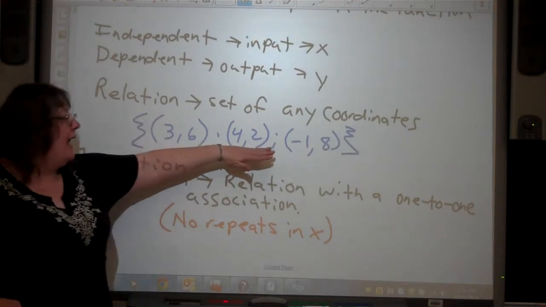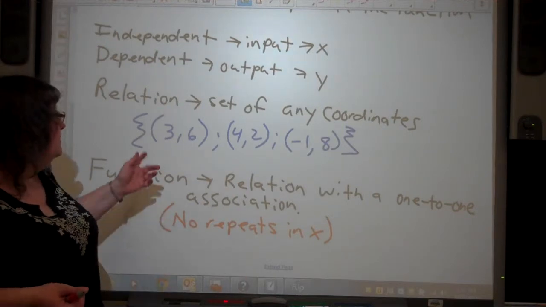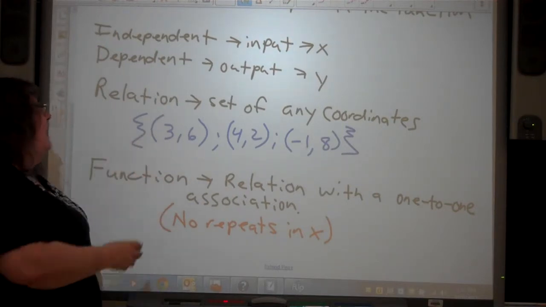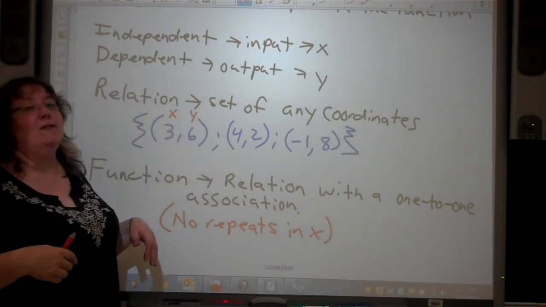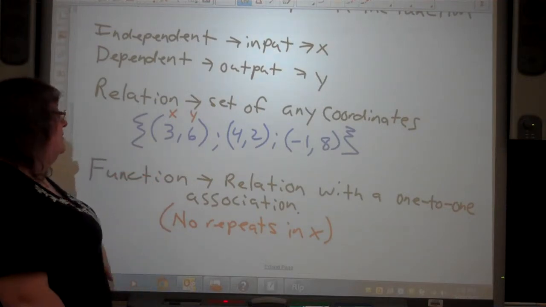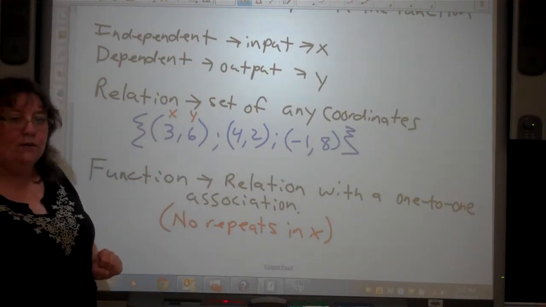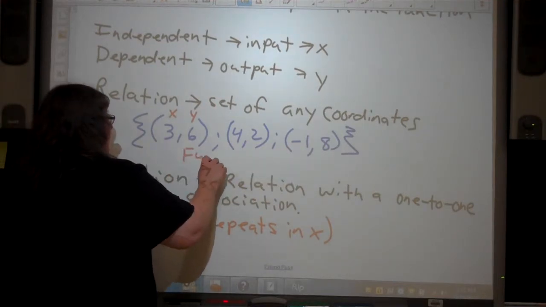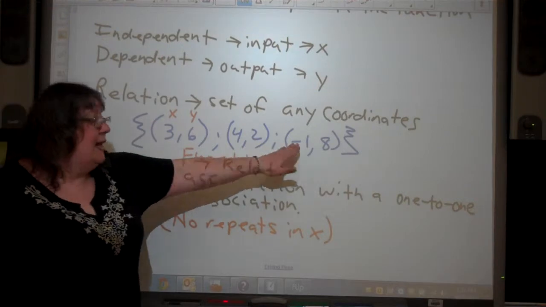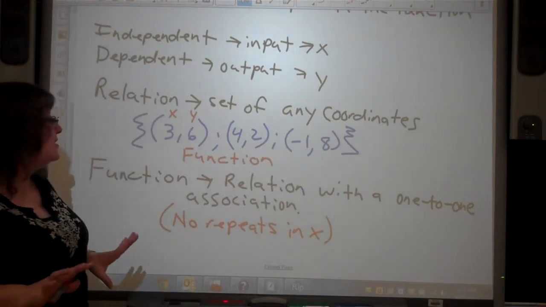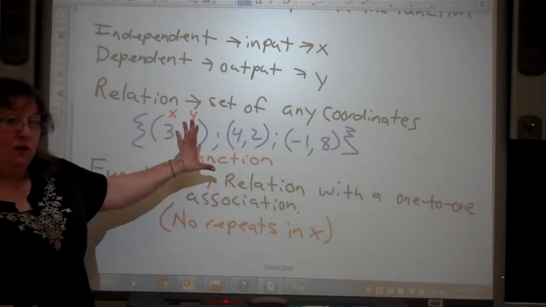Okay? So if I'm looking at my relation up here, is it a function? Well, look at the x values. Where are the x values? X always comes first. Okay? X comes before y in the alphabet. X comes before y in a function. Okay? So are there any repeats in my x? No. So that means this is a function. Okay? Now, if I had a repeated x, then it wouldn't be a function, it would just be a relation. Okay? We're going to be looking at functions from here on. So keep in mind, function.